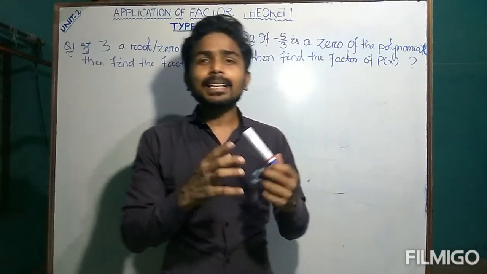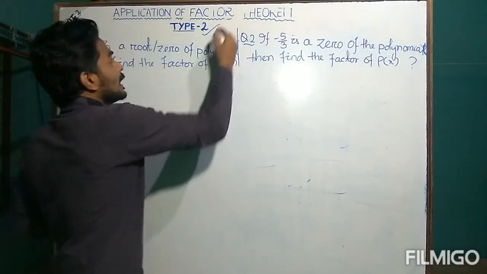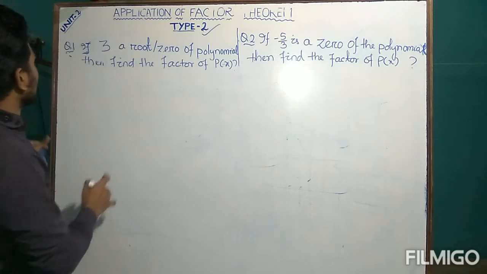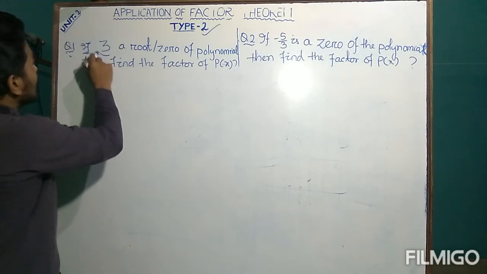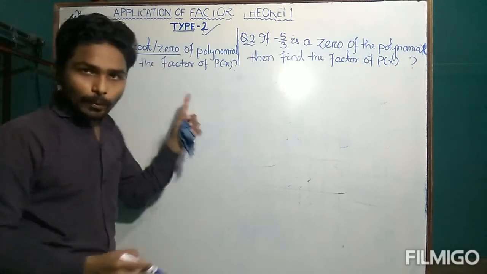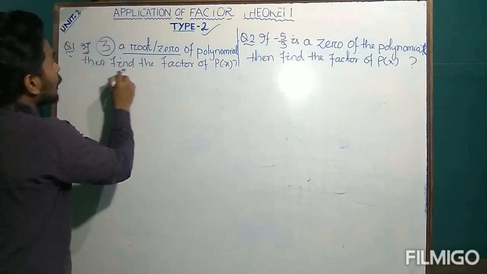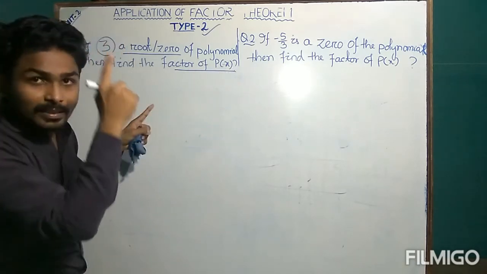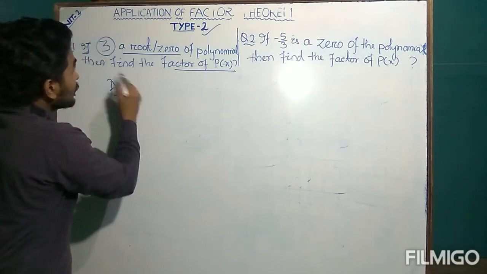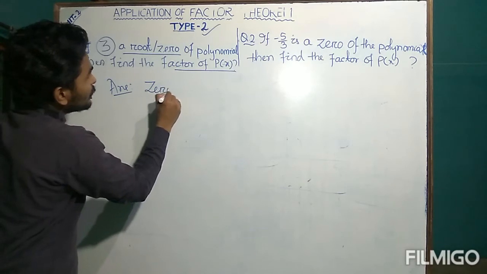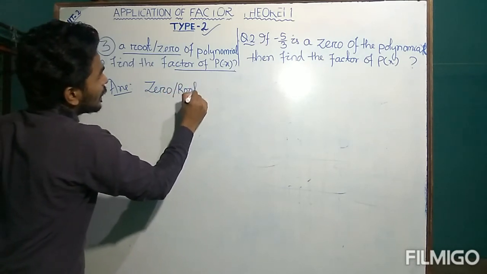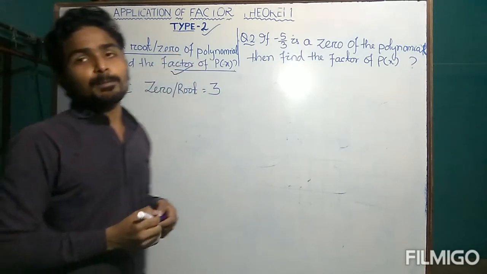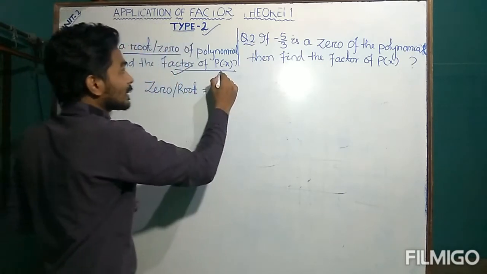Okay. Coming to the second type of question, that is type 2. In type 2, we have two questions to be solved. So let's do the first question. The first question: if 3 is a root or 0 of the polynomial, then find the factor of p of x. So what is given? We have the 0 of the polynomial, or the root of the polynomial, equal to 3. Then we have to find the factor of p of x.